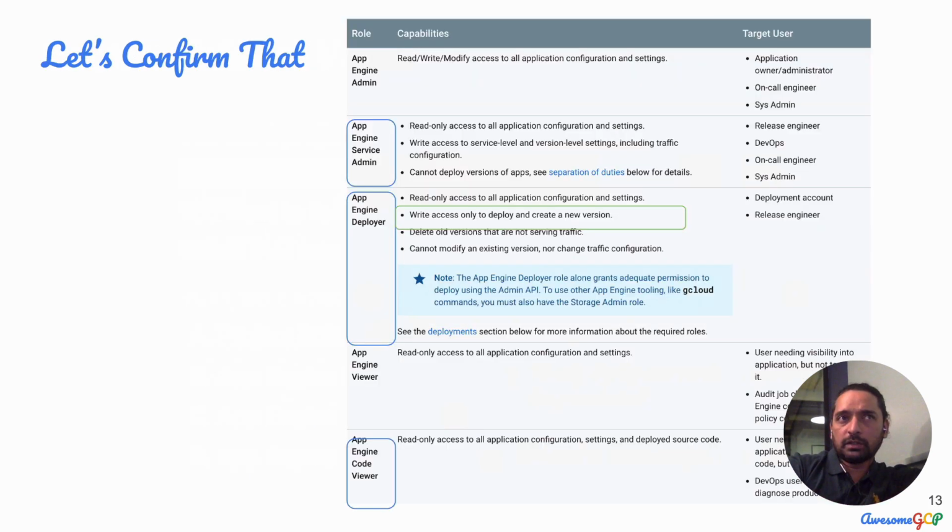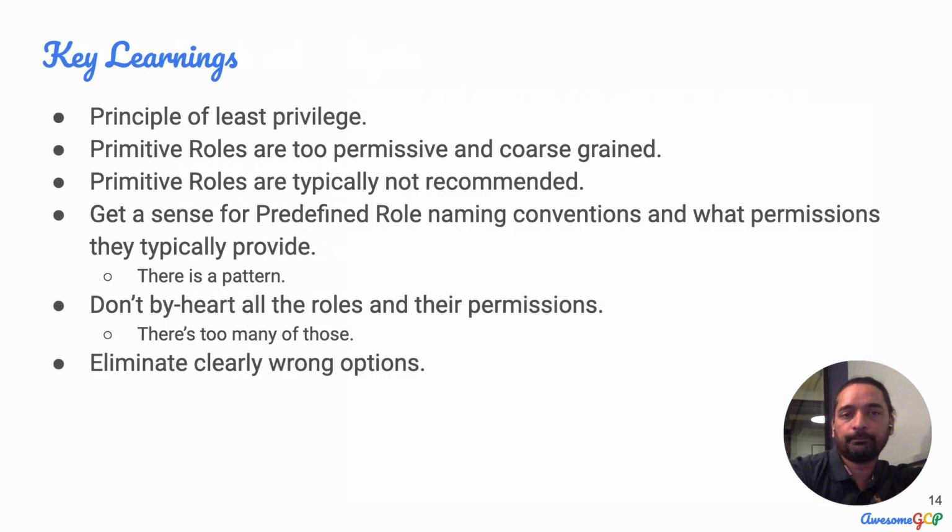Looking at the documentation now, having answered the question, we can verify that App Engine Deployer would be the right option. App Engine Service Admin would be too permissive, and App Engine Code Viewer at the bottom or the App Engine Viewer would have too few permissions to get the job done. For App Engine Deployer, we can specifically see that they have write access to deploy and create new versions. Clearly, the App Engine Service Admin also has that, but it has way more permissions, which makes it not a suitable answer.